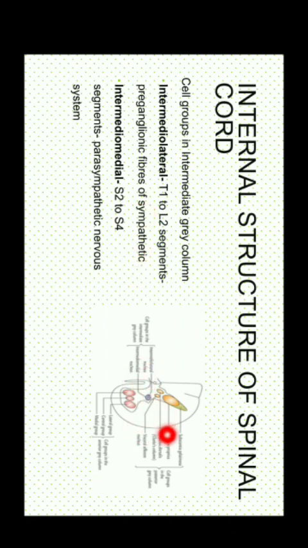From here, the preganglionic fibers are carried for the sympathetic system, and the intermediomedial nucleus runs along S2 to S4. You know the parasympathetic has craniosacral outflow, but we are not concerned with the cranial part here, as the cranial nerves are present in the medulla oblongata or the brain stem. Maximum cranial nerves are present in the brain stem, and the sacral outflow will be present along this intermediomedial nucleus, S2 to S4 segments.